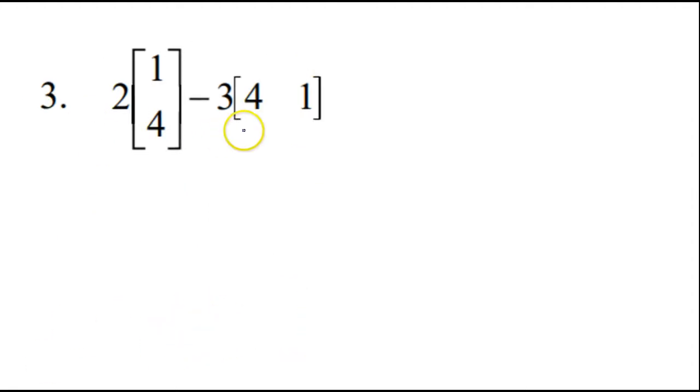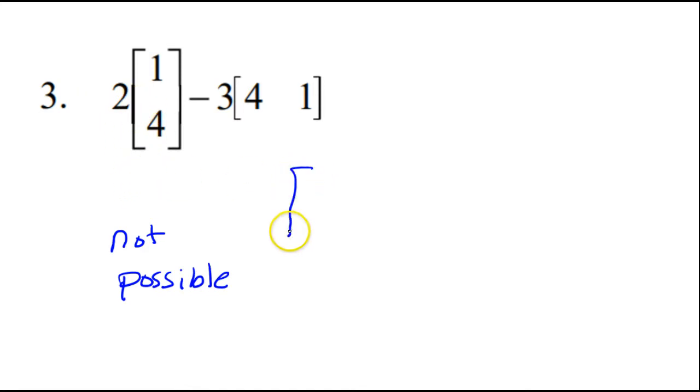Now, in order to add or subtract, the matrices have to have the same dimensions. So I can tell right away that this is going to be not possible. Once I multiply by the scalar of 2, that's going to give me 2 and 8. And then if I multiply by the 3, that's going to give me 12 and 3.